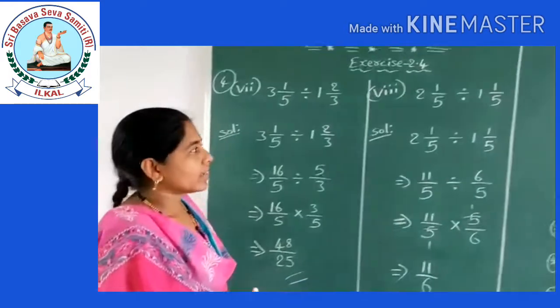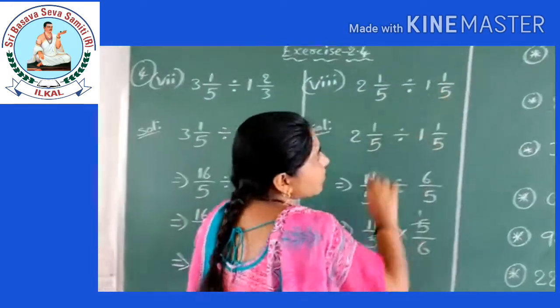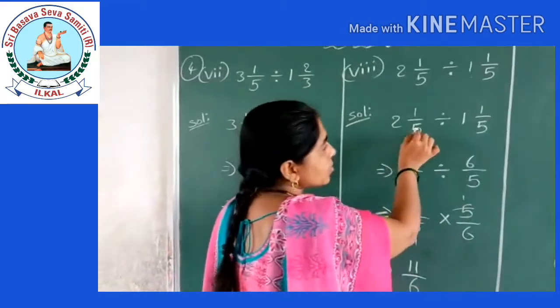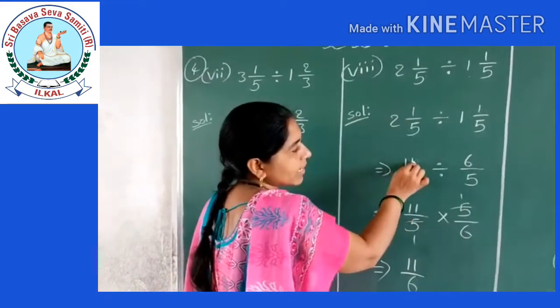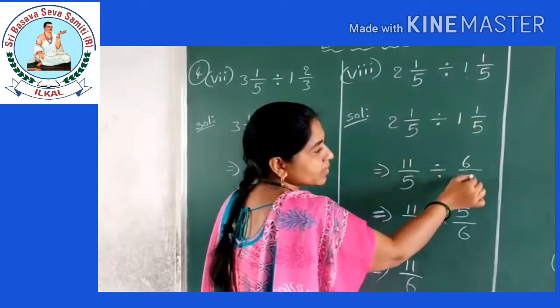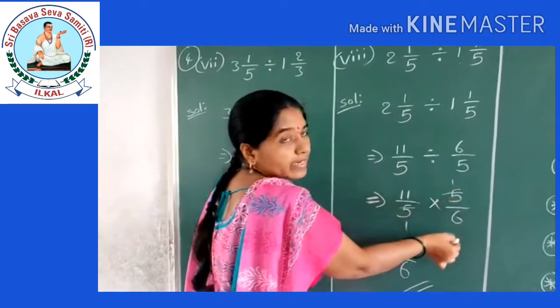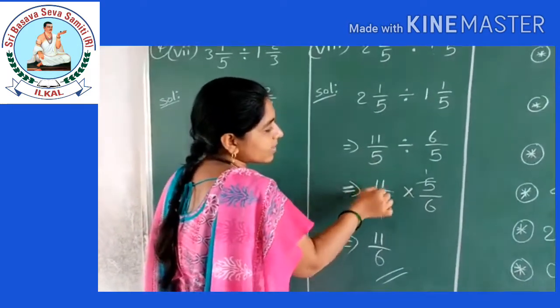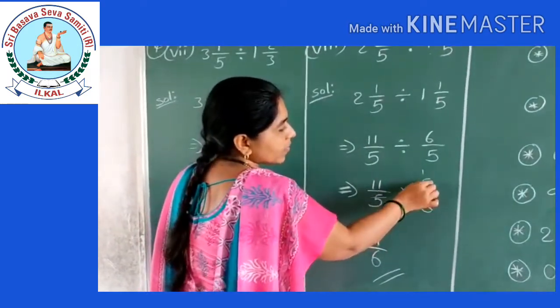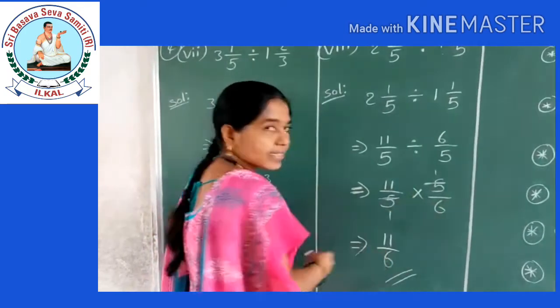Next one. 2 integer 1 by 5 divided by 1 integer 1 by 5. After rewriting the question, 2 5s are 10 plus 1 is 11 by 5, divided by 1 5s are 5 plus 1 is 6 by 5. Then reciprocal of 6 by 5 is 5 by 6. This as it is, that is 11 by 5 into 5 by 6. 5 5 cancelled, children. Then 11 1s are 11, 1 6s are 6.